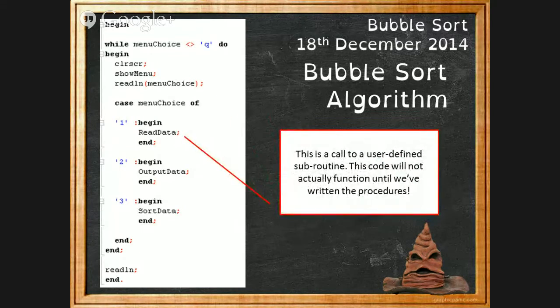But you need to be aware that whilst we've created our main program, technically we haven't actually created any of those subroutines, because these ones that you can see here, read data, output data, sort data, and also show menu, are user-defined subroutines, so we need to write them. It's all very well me showing you this bit of the program, but unless you've seen the procedures, they're not going to work.